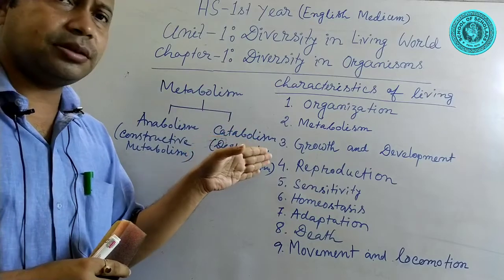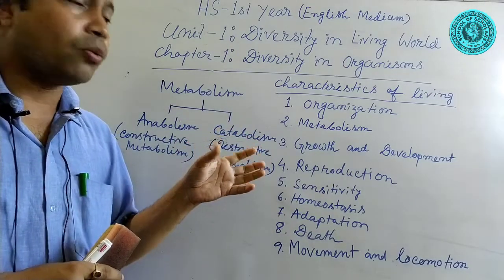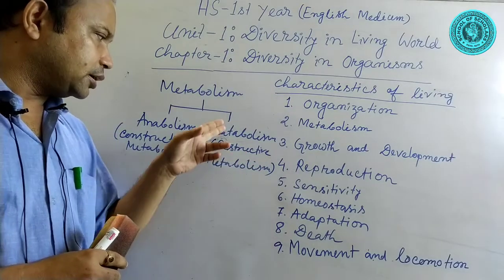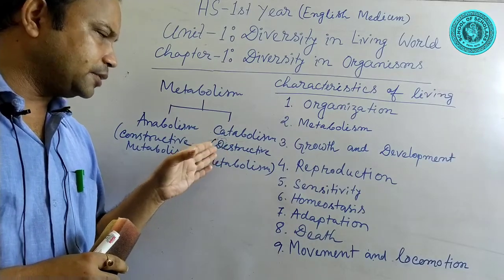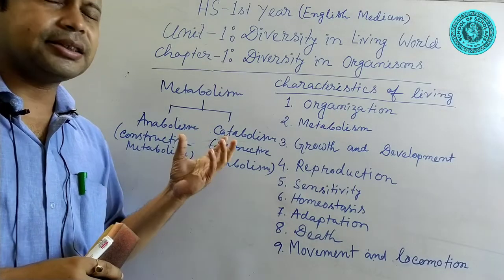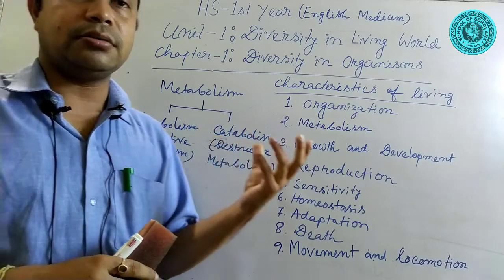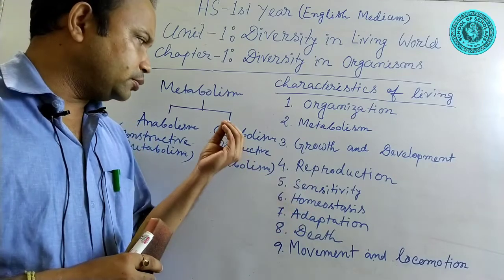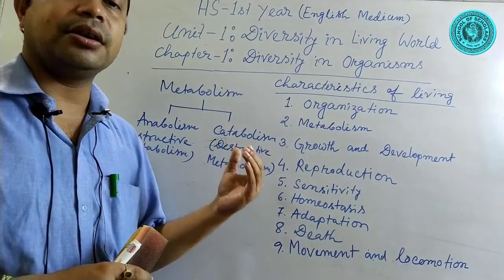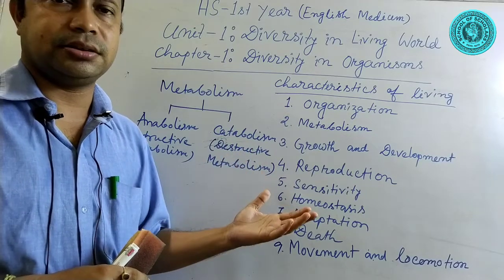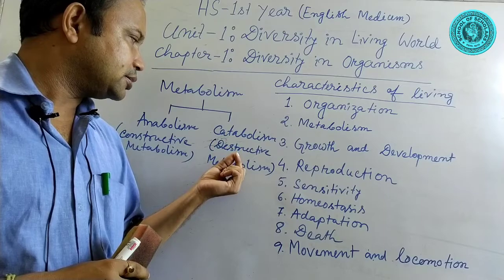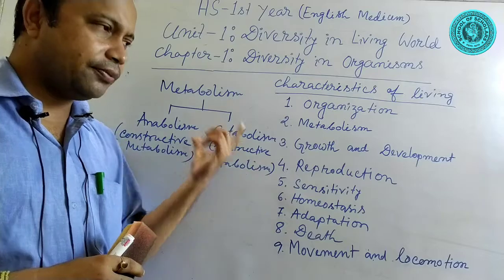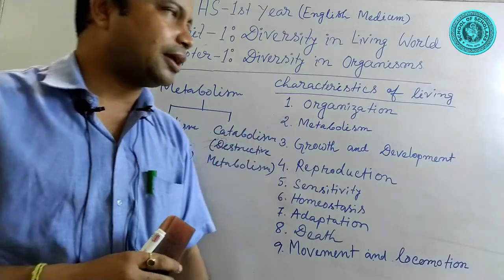Whereas this process, catabolism, is otherwise called destructive metabolism. Why is it called destructive metabolism? There is a reason. Destructive metabolism means that in this process large size molecules are broken down into small size molecules or micromolecules. Due to this process, the dry weight of the body decreases. Therefore, this is called catabolism or destructive metabolism.